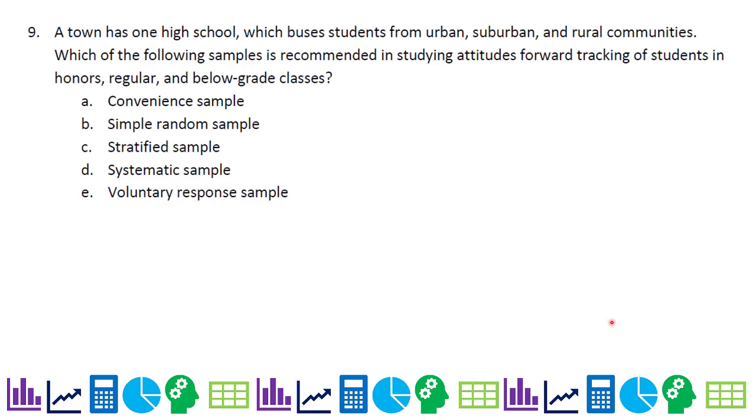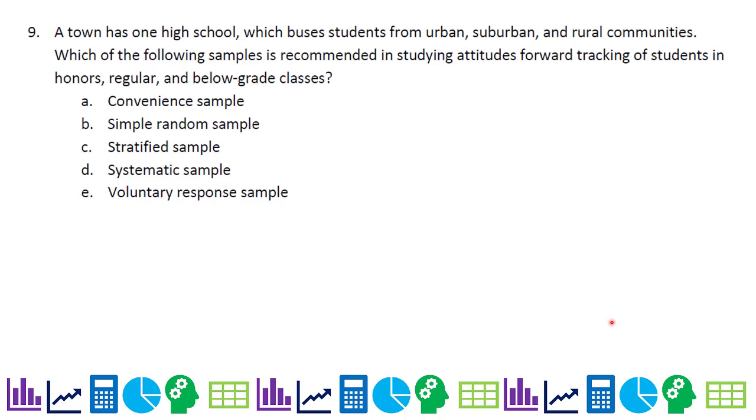Number 9, a town has one high school which buses students from urban, suburban, and rural communities. Which of the following samples is recommended in studying attitudes for tracking of students in honors, regular, and below grade classes?